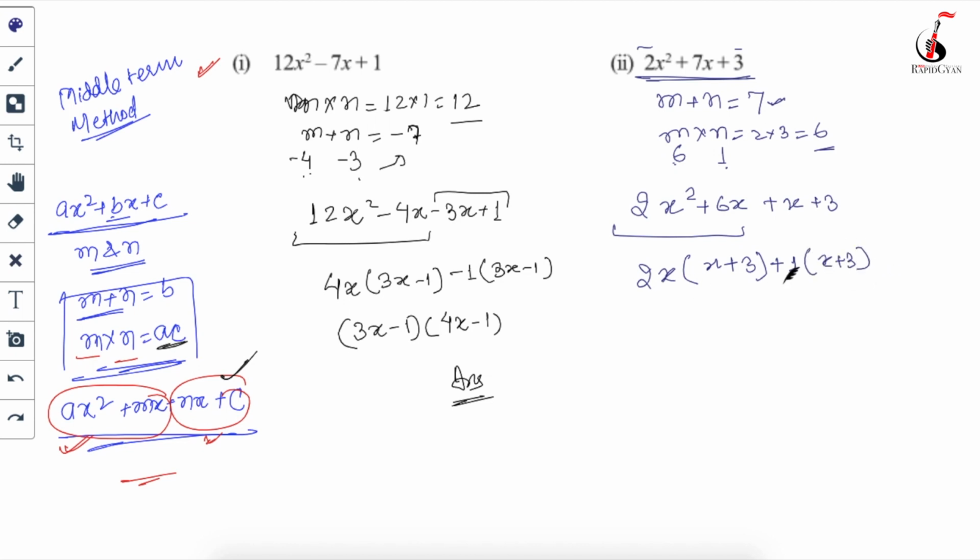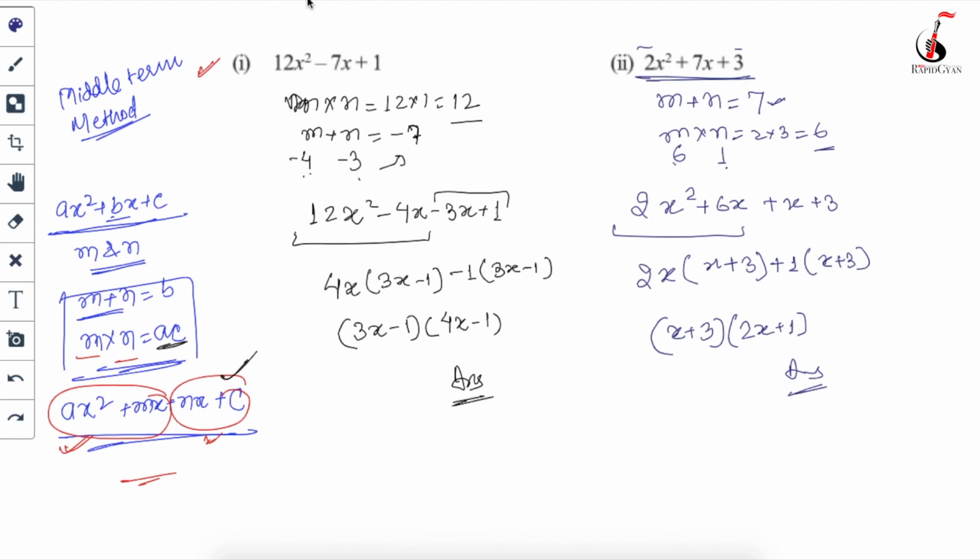Now from these whole terms I can take x plus 3 common. So what will I get? I will get 2x plus 1, correct? 2x plus 1, that's my answer. Correct? Hope it's clear, guys.